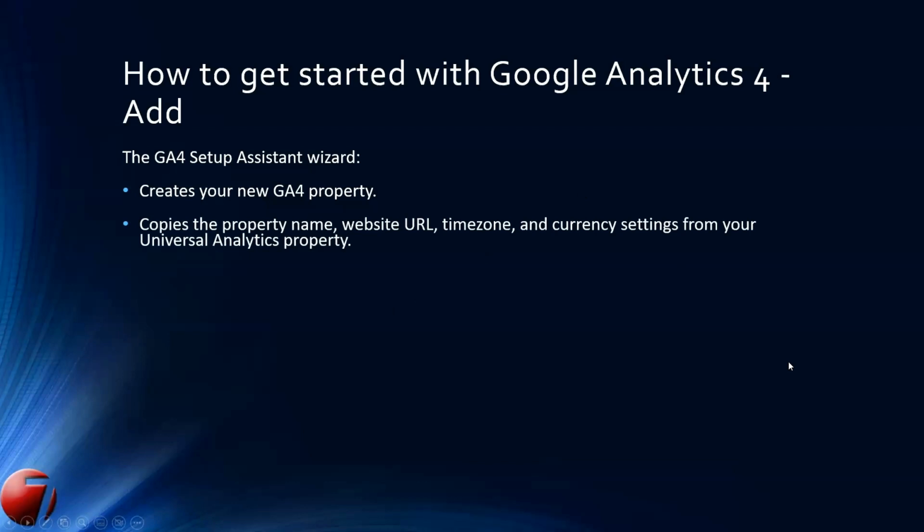It's going to automatically copy our basics, our property name, our URL, our time zones, our currency settings, the basics that we've configured that says who we're collecting data for. It automatically turns on the enhanced measurement. I think that's great. I think that should be turned on by default anyway.